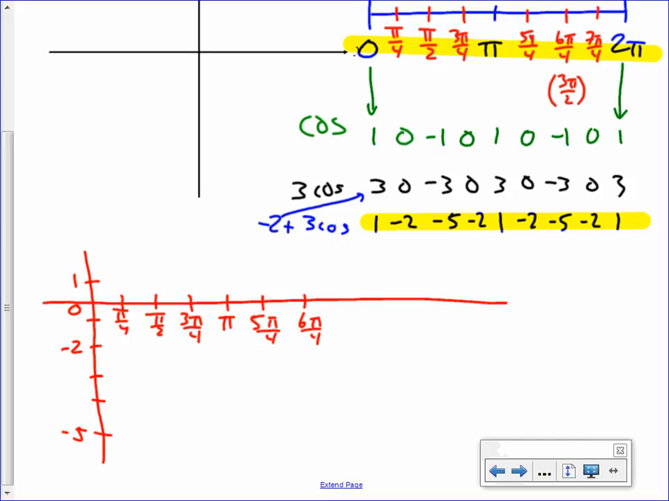Pi over 4, 7 pi over 4, and 2 pi. Right? Just to remind you that cosine is a continuous function. It goes on forever and ever. So we're going to do 2 periods of it. It's easy. Ready? Here we go.